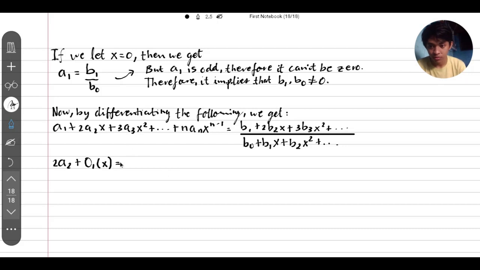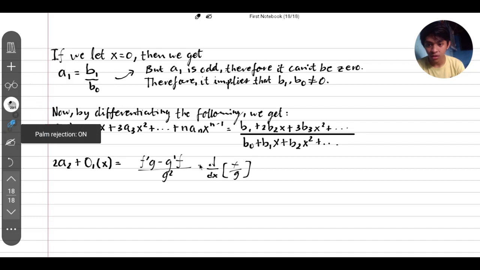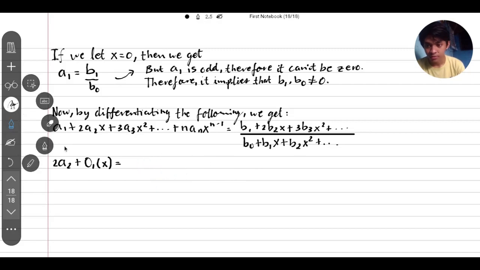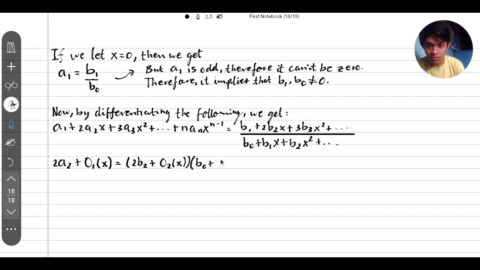And also, as for this one, we can use the quotient rule, because this is a rational function. That's why I'm going to use this formula, which is f prime g minus g prime f all over g squared. So this is the derivative of f over g. So by using that formula, we can find that the derivative of the expression on the right hand side is, of course, 2b sub 2 on its first term, and the rest are all with x terms, multiplied by the denominator, which is b sub 0 plus o sub 3. Let's just call these terms o sub 3, in order to make it short, because it will take us long if we write all of those.